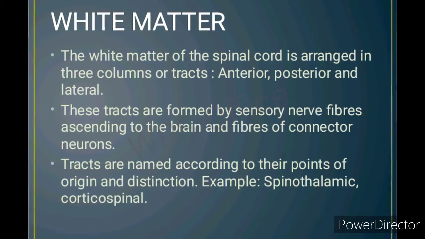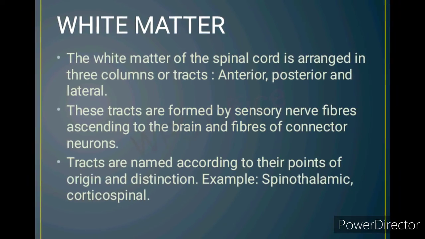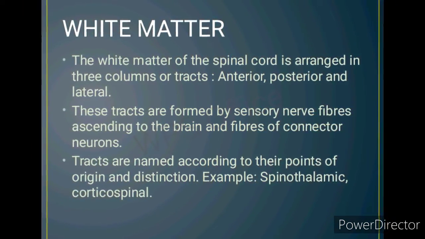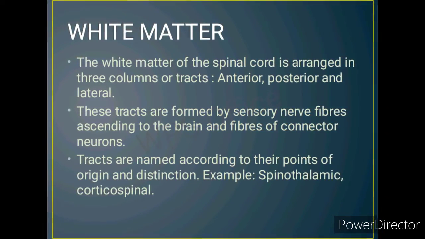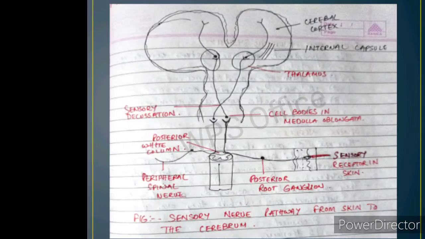These tracts are formed by sensory nerve fibers ascending to the brain, motor nerve fibers descending from the brain, and fibers to the connector neuron. The tracts are named according to their points of origin and destination, for example, the spinothalamic and corticospinal tracts.